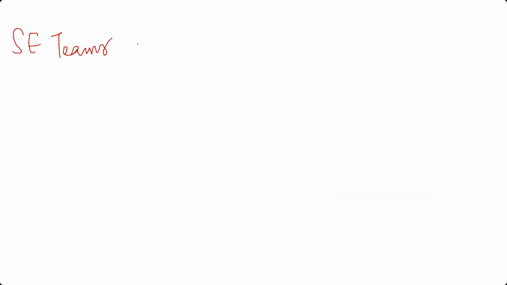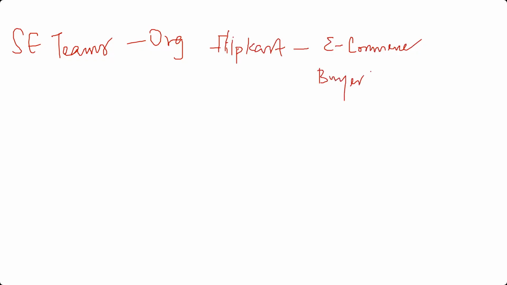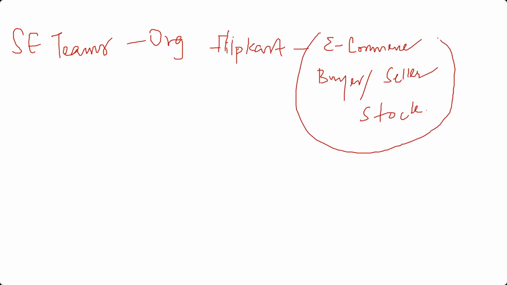If you join a typical organization, let's take an example like Flipkart. What does Flipkart do? It connects buyer and seller. It's a typical e-commerce site. You have a buyer, you have a seller, and you have the stock, product portfolio, etc. This is a typical gamut of this company.